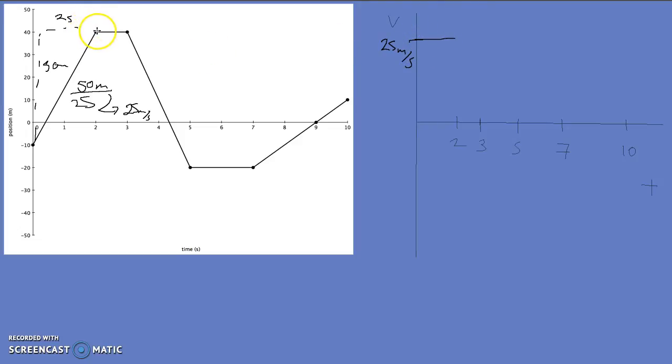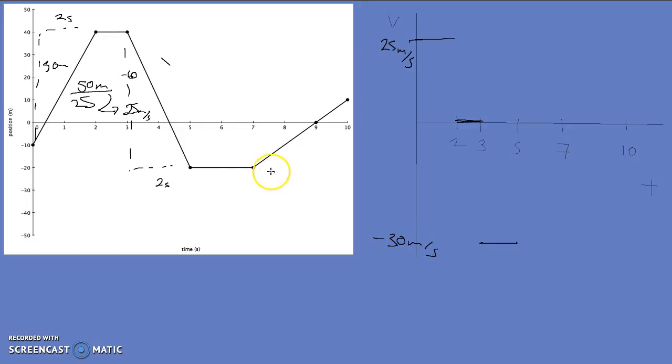And then what would be the speed from 2 to 3 seconds? Looks like it stopped. It's not moving. It stays at the same position during that time. So that would be 0. Okay. Then from 3 to 5, it looks like about 60 meters in about 2 seconds. Notice though it's going in this negative direction, so this is going to be a negative 60 in 2 seconds, or negative 30 meters per second.